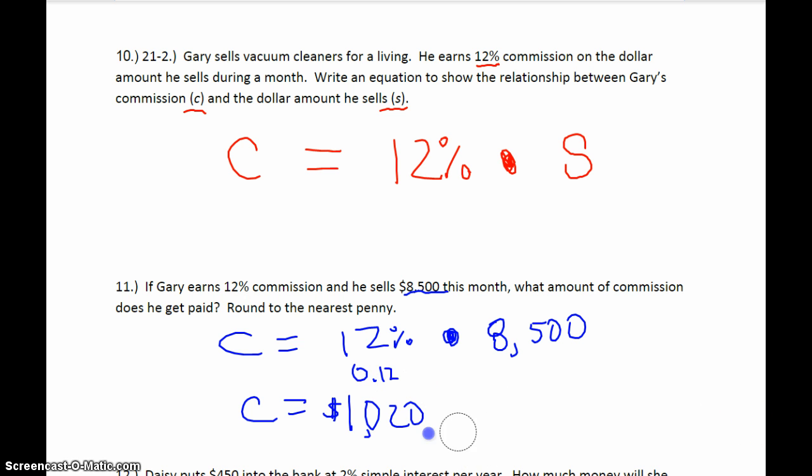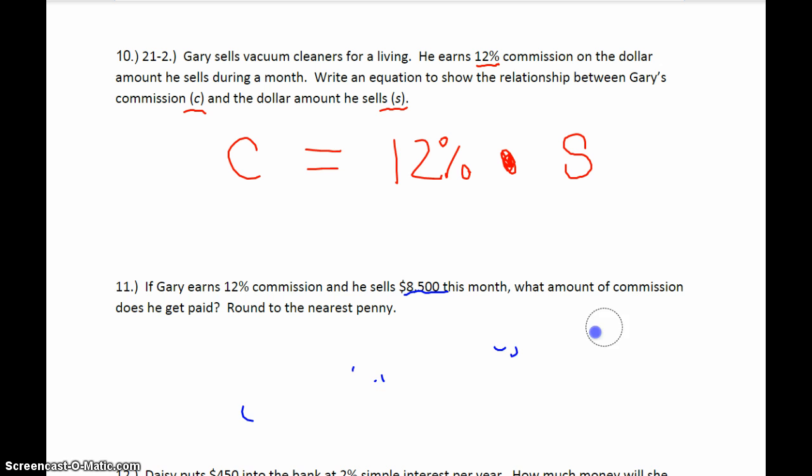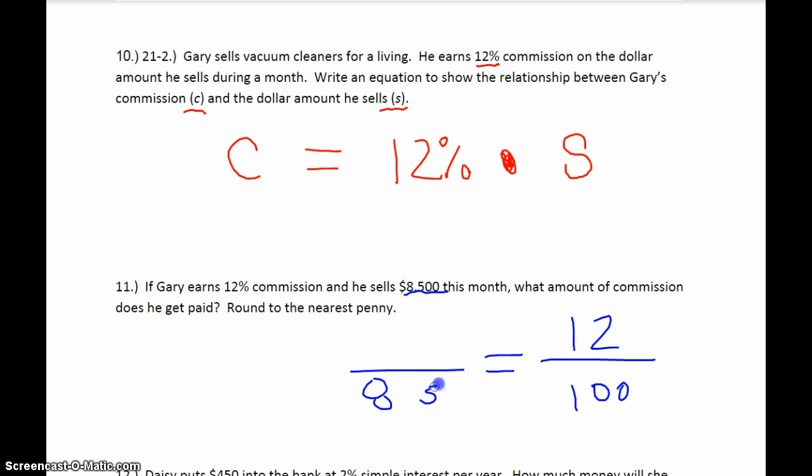I can do that, or I could use a proportion, the good old percent proportion. There's the 100. I know he gets 12% of whatever he sells. So he sells $8,500. He gets paid 12% of that. So I solve, and I get $1,020. Either way works.